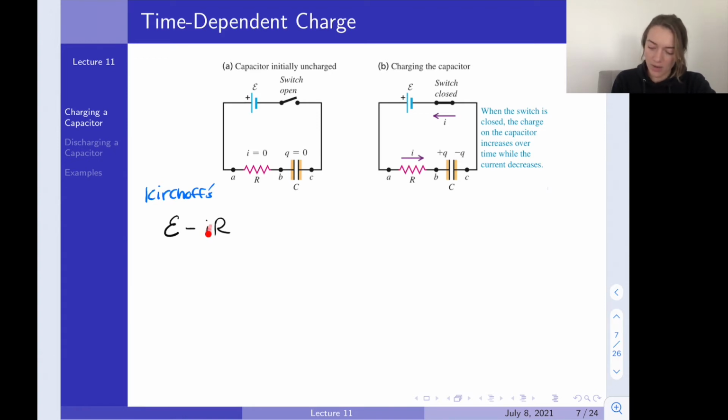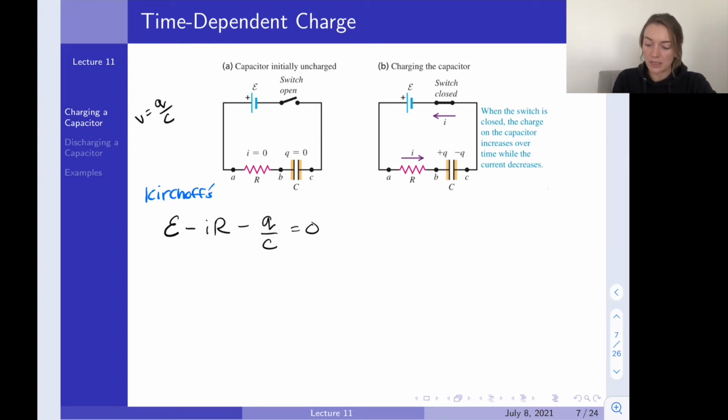So minus IR. And then the capacitor will be minus Q over C, right? Because the potential for a capacitor is Q over C. And the lowercase q also refers to a time-dependent charge. So both i and q here are functions of time. And then this is all equal to 0, because when we keep going around our loop, we get back to the battery.